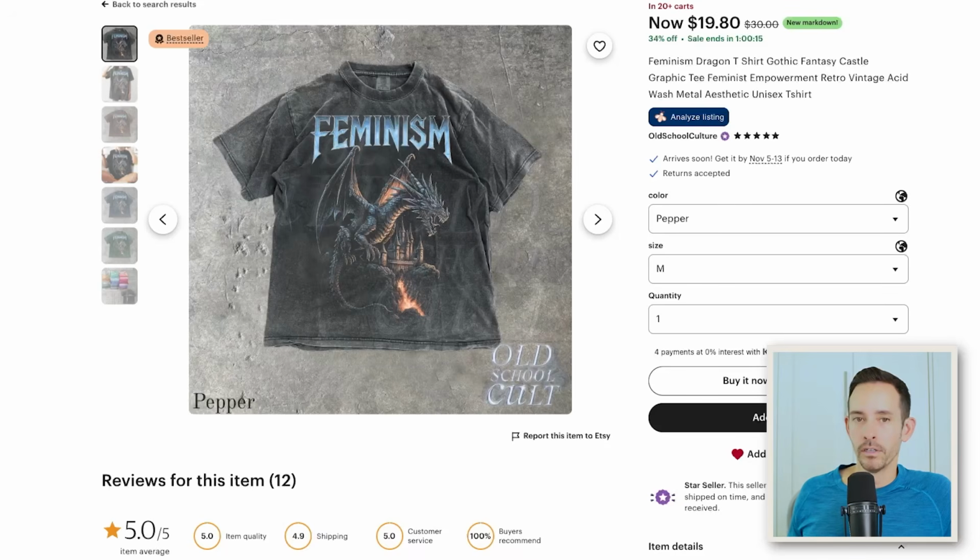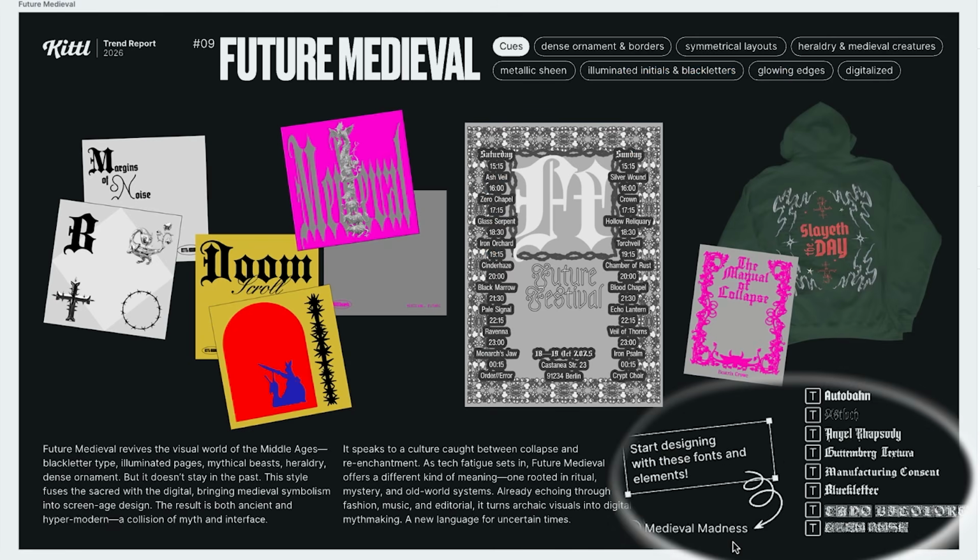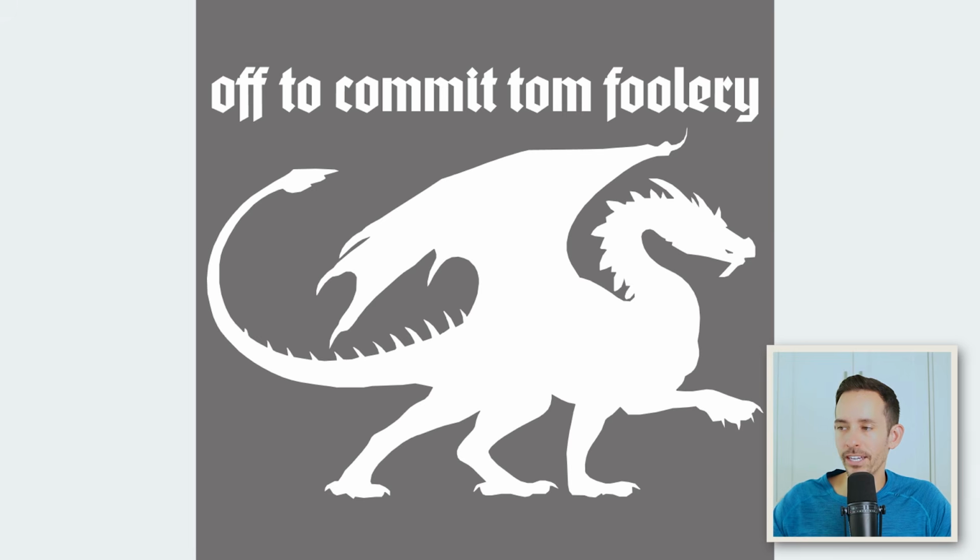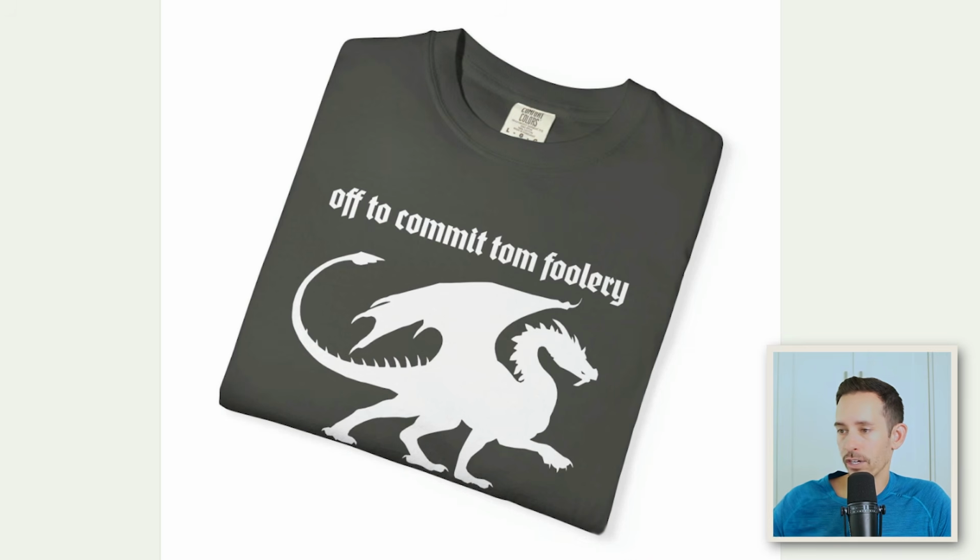This to me seems like a blend of the popular castlecore with the Y2K trends of 2025. Something like this where it has that old school Y2K font blended with medieval elements. Here we can see the recommended design elements and fonts. In Kittl, I created this future medieval style design. And here's how it looks in Printify on a Comfort Colors tee.